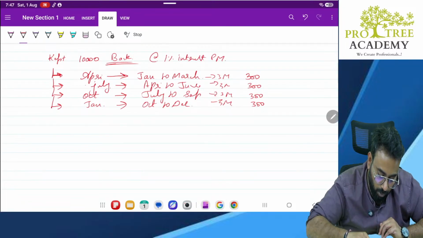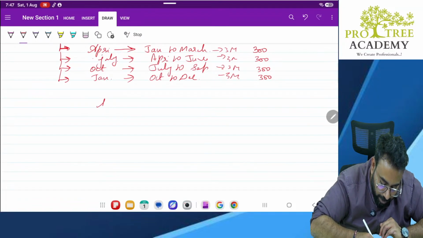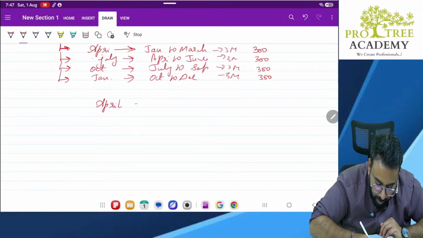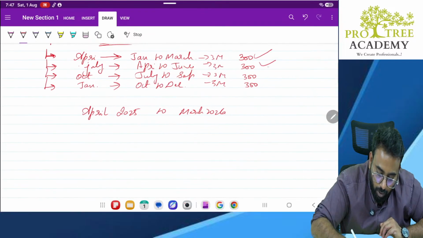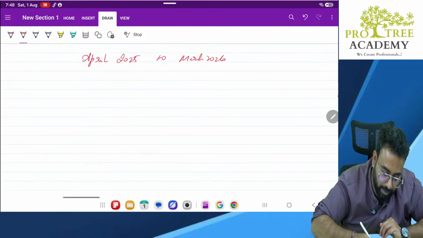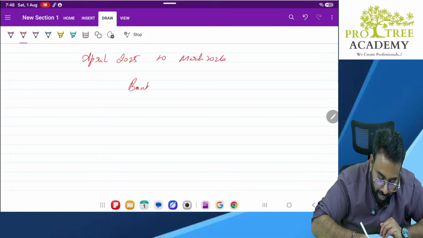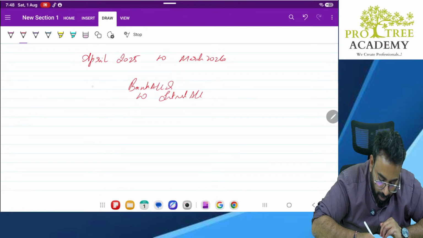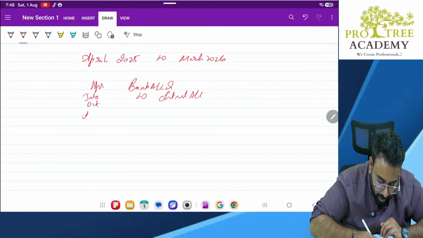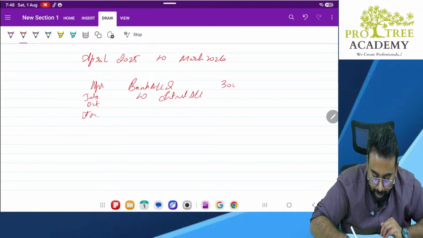Now, you are following the financial year. When does your financial year start? Say, April 2025 to March 2026. Suppose you have received all this interest. What is the entry you pass? Bank account debit to interest account. Very good. The same entry in April, July, October and January, 300 every time.